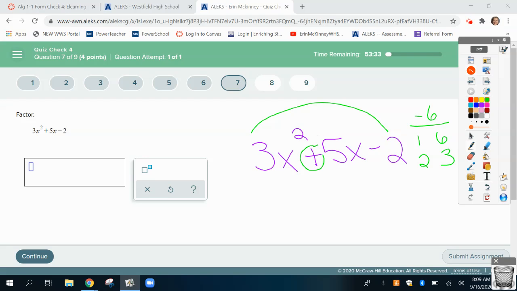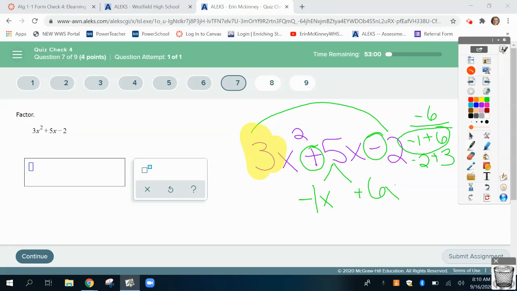Now in this case, we have a positive followed by a negative. That tells us that we want our first one negative and our second one positive. So we're going to pick a negative 1 and a positive 6, and split this up into a negative 1 and a positive 6. We cannot use the shortcut on this one because we have a number in front that is not 1.